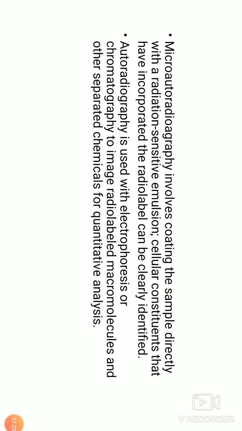So in this chapter, till now, what I have completed is the principle and application of precipitation and agglutination, immunodiffusion techniques like single diffusion and double diffusion, what immunoelectrophoresis is and how it is performed, and then what radioimmunoassay is, and then what ELISA is, the different forms of ELISA and the advantages, and what autoradiography is, with its principle and application.